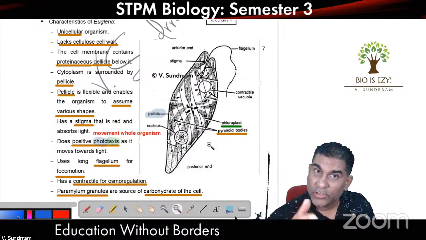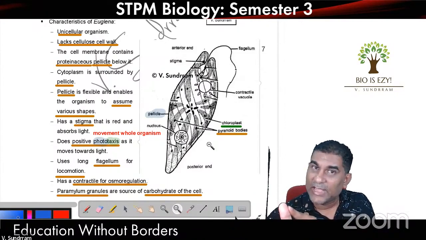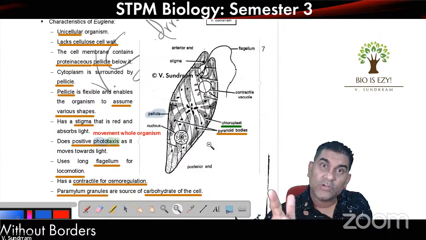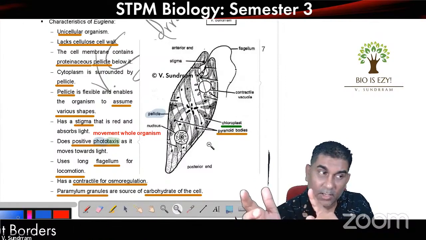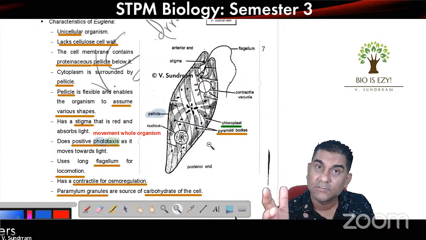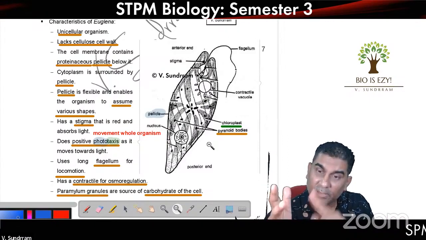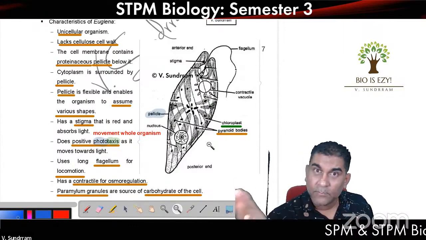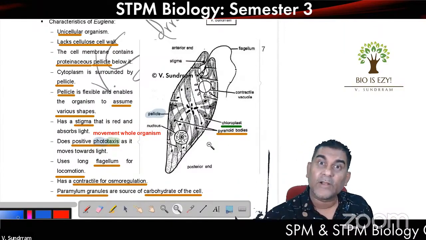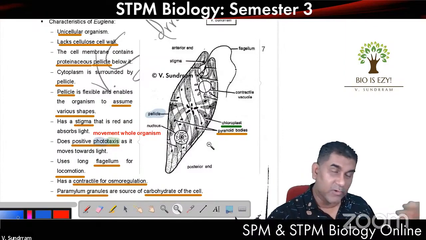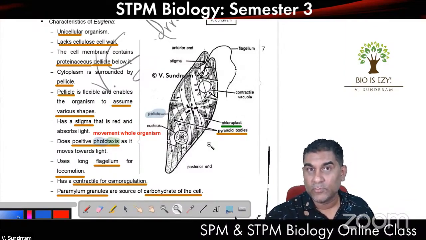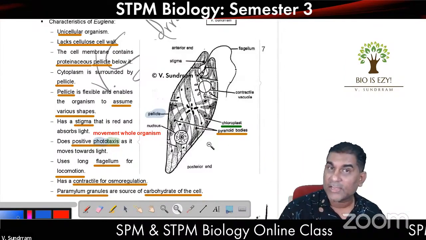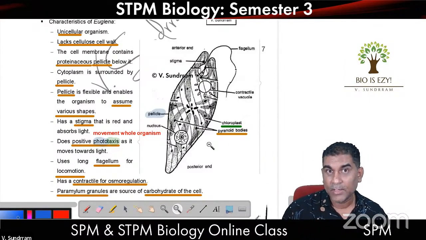Simple. Tissue organization, have or don't have. Cell wall, have or don't have. Nucleus, have or don't have. Chloroplast, have or don't have. If have, autotroph. Don't have, heterotroph. Can move or cannot move. If they can move, what they have to move. Like if you look at Spirogyra, they don't move. They don't have flagellum. Chlamydomonas and Euglena can move because they have flagellum.